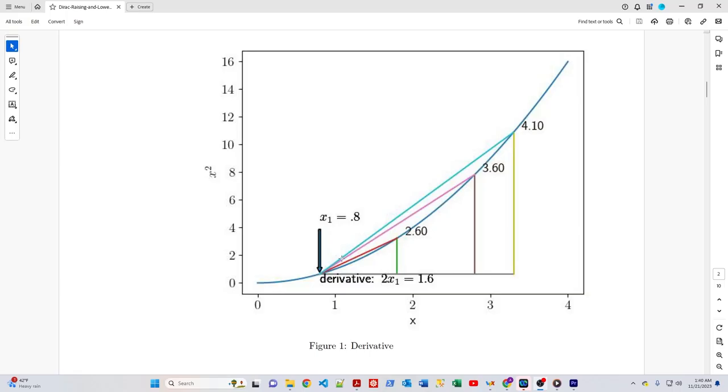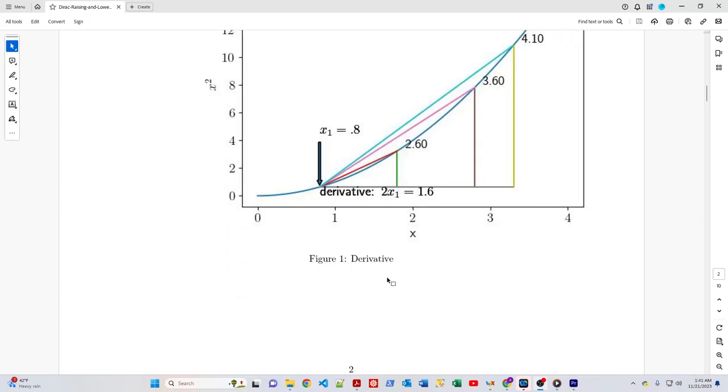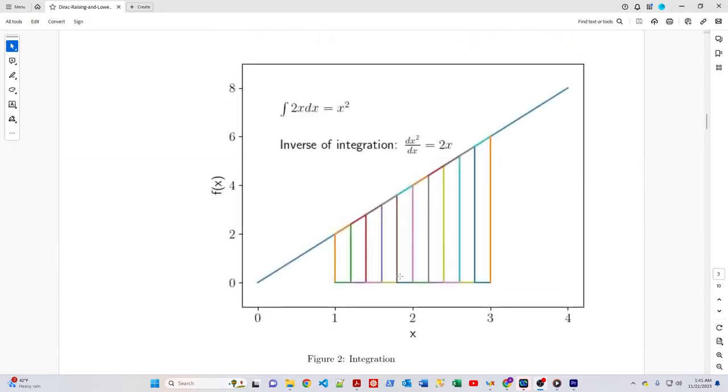Now this curve is a parabola. It's governed by the equation y equals x squared, and the derivative is 2x. So for instance, where the arrow is, x is equal to 0.8, and if you look at it closely, the slope of these lines, as you get closer and closer in, comes closer and closer to 2x, to 1.6. So that's the derivative. The second concept we're going to use is integration.